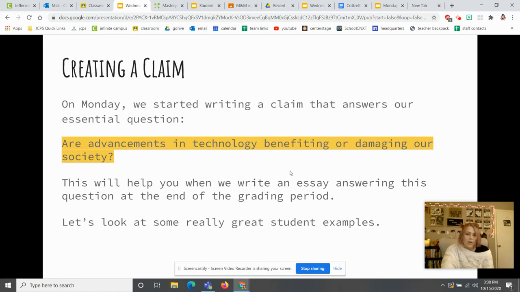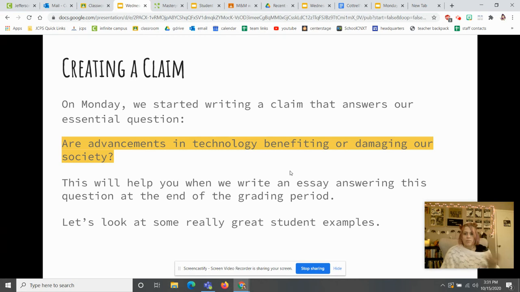It is not an argument if you say that you see both sides. It is not an argument. That's an explanatory essay. That's not what we're doing, so you will not receive credit. You'll have to redo it if you say that you see both sides. It doesn't matter what you personally believe. What matters is what you have evidence for.